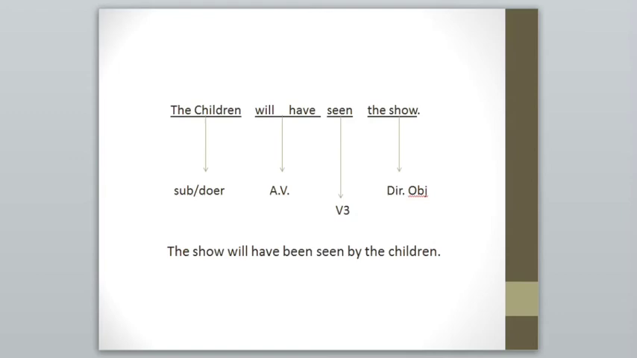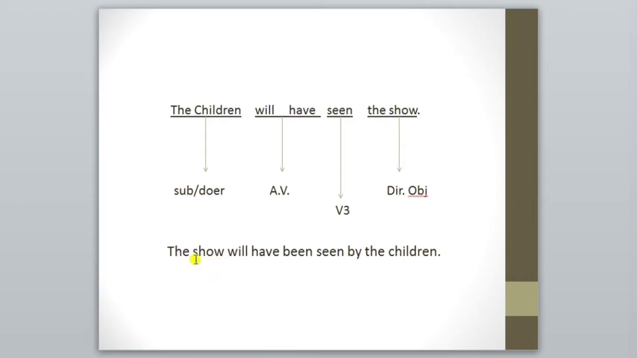We will see the sentence. Our sentence is, the children will have seen the show. See, the children means subject. It's a doer. Will have auxiliary verbs. Seen with 3. The show, direct object. What will the children have seen? Answer is the show. This is the direct object. Okay. Now we will see the answer.